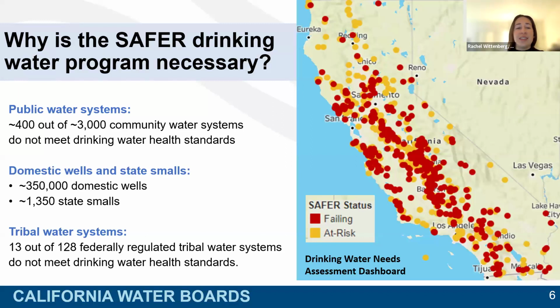One thing to note is that this map does not show approximately 350,000 domestic wells and 1,350 state small water systems. Nor does it show tribal water systems, which are regulated by the federal government. So SAFER is helping these struggling systems to implement solutions that will allow them to sustainably provide safe and affordable drinking water to their customers.